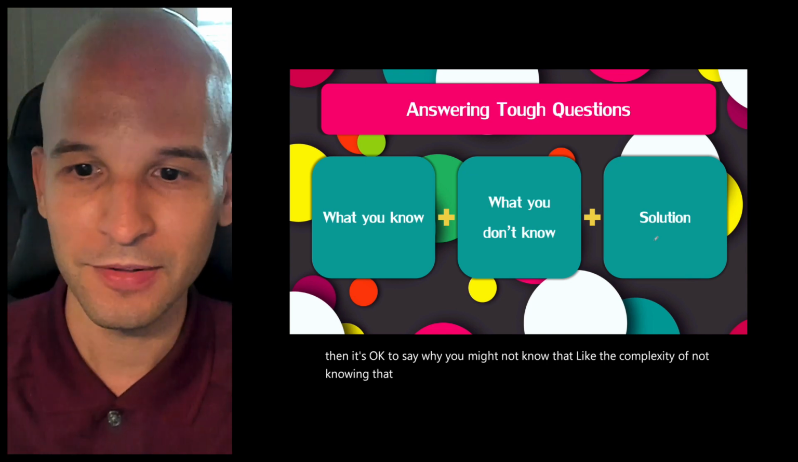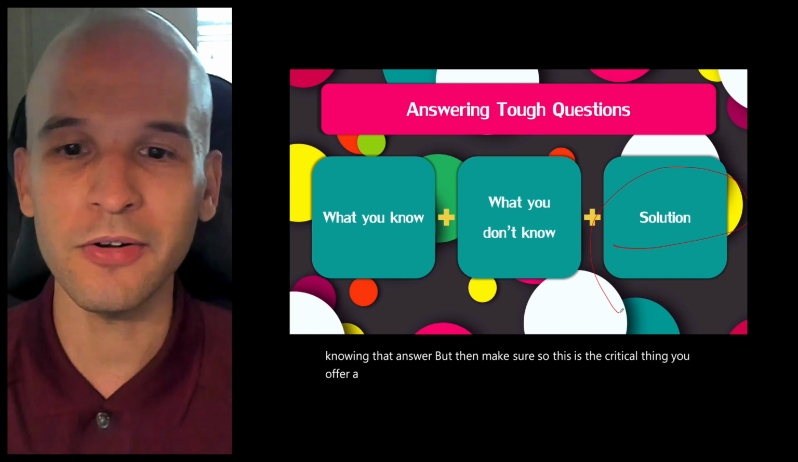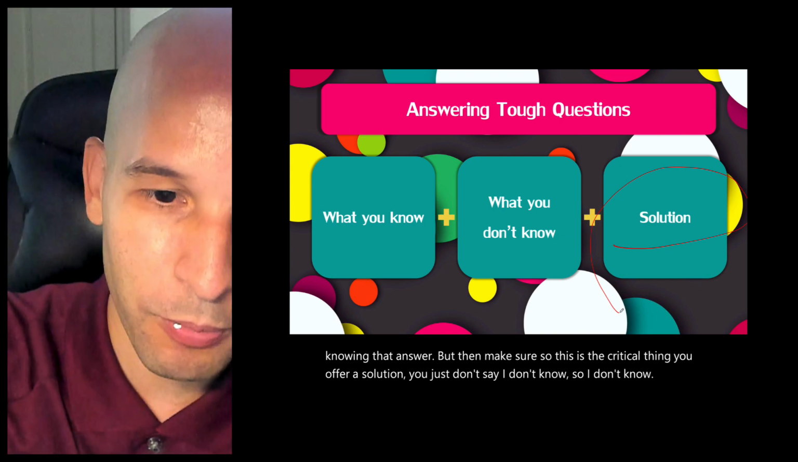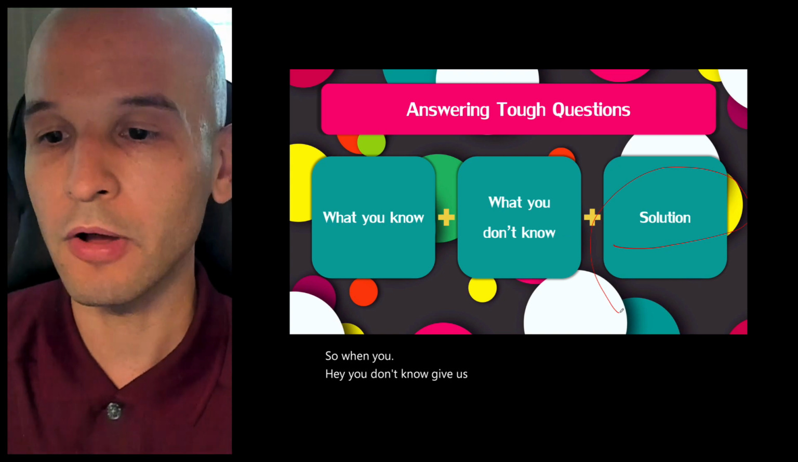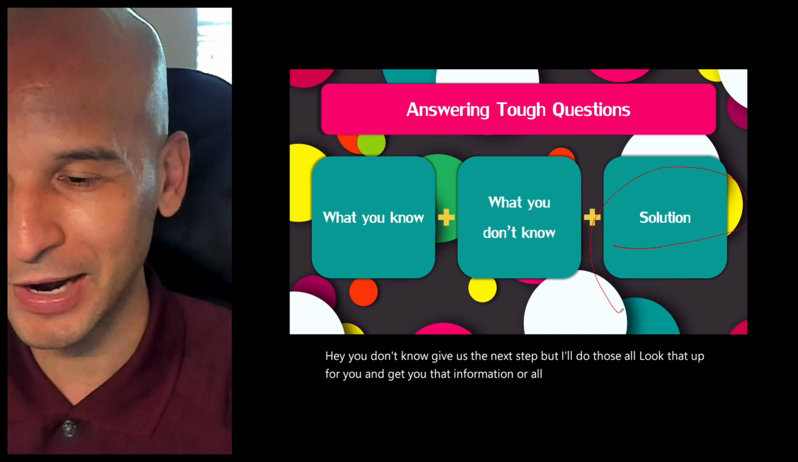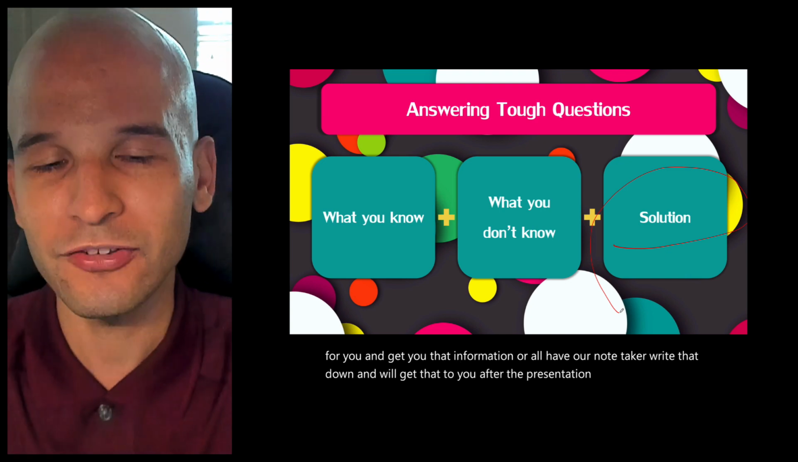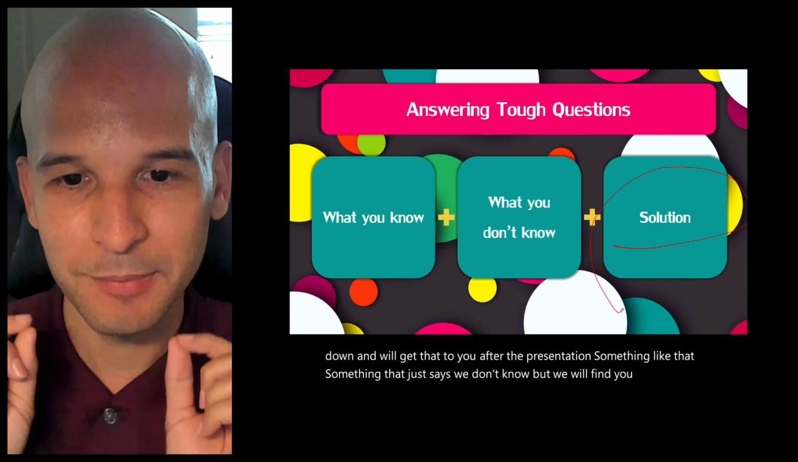But then make sure, so this is the critical thing, you offer a solution. You just don't say, well, I don't know. So when you say you don't know, give us a next step. What I'll do though is I'll look that up for you and get you that information, or I'll have our note taker write that down and we'll get that to you after the presentation, something like that. Something that just says, we don't know, but we will find you the answer. That's the most critical thing.